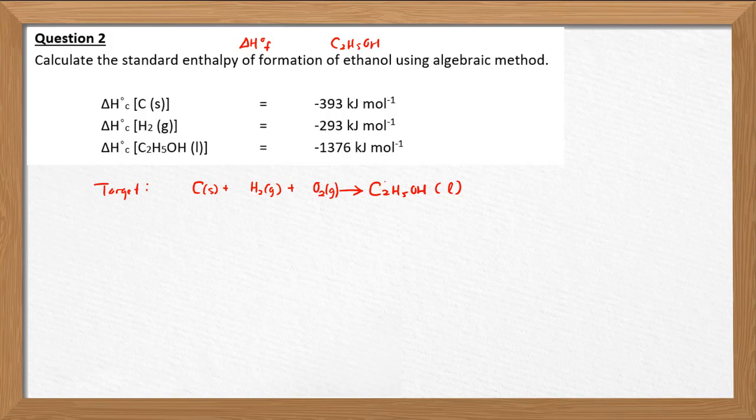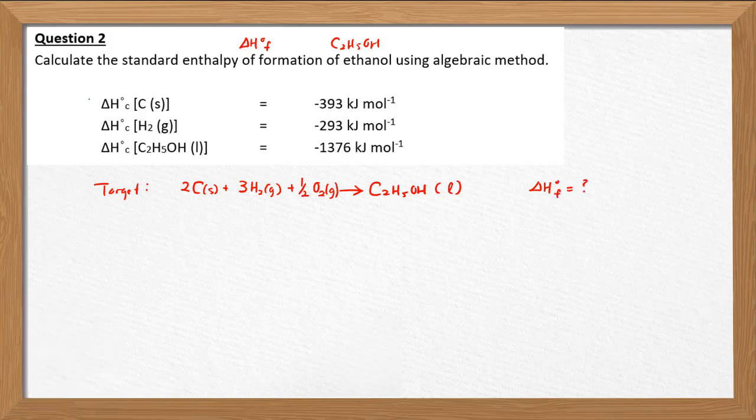All right, so once you've identified the elements, the next step is to balance the equation. Remember to keep the ethanol as 1 mole, as that is our focus. So we balance it out: we have 2 moles of carbon, 3 moles of H2, and half a mole of O2, as there's only 1 oxygen on the right hand side. So half of the O2 leaves only 1 O. And then we want to find this enthalpy of formation.